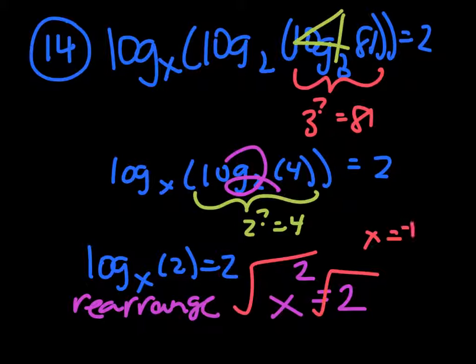Now normally you would get plus or minus square root of 2, but remember, you cannot have a negative number. Your base has to be positive. Sorry, same thing here. This base has to be a positive number. It's not going to be a negative number. So I just have square root of 2.